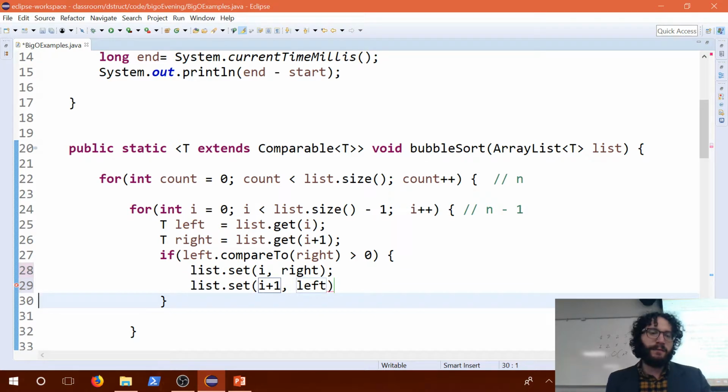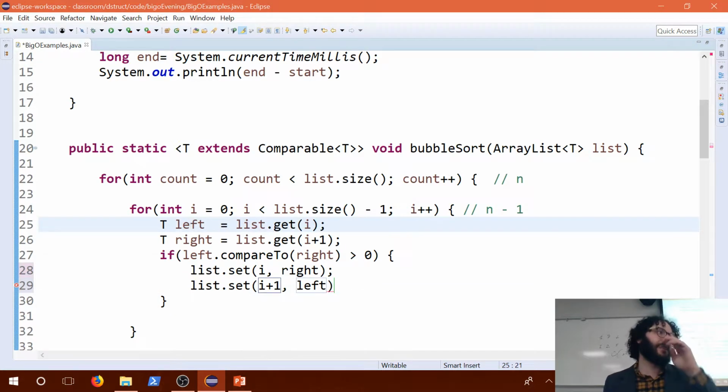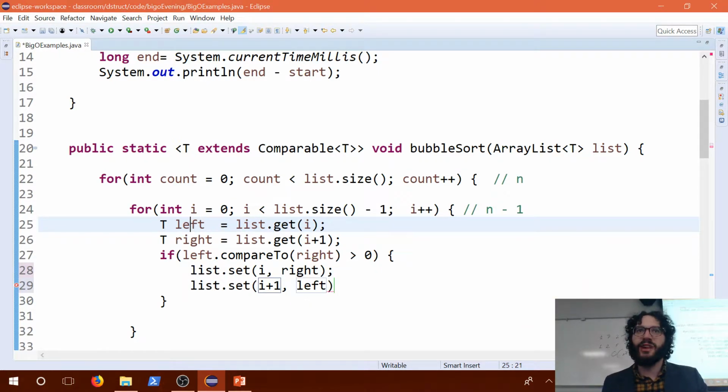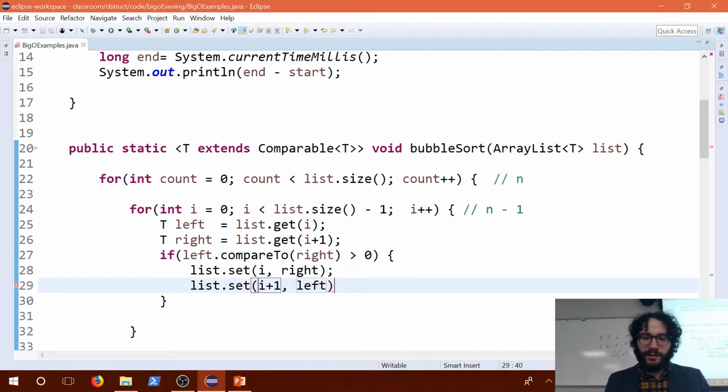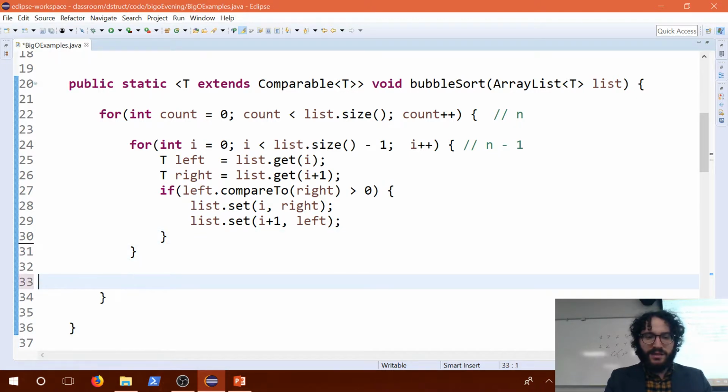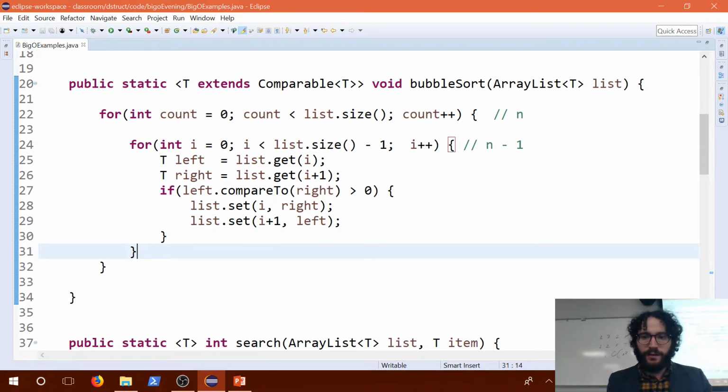Well, these left and rights over here are those temp variables, so I don't really need to recreate them. I could just do left.get(i).compare to list.get(i + 1), but that would be just a mouthful, especially if I'm trying to make my code easy to understand for you guys. So, all right, that swaps them. And we'll see that this is actually a quadratic relationship.